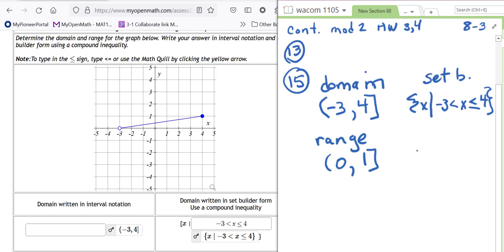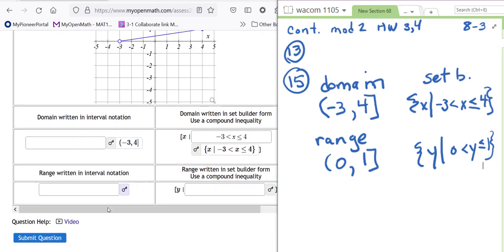When you write your range, you're going to write it the same way, but you're going to write y such that, and they will probably have that already there. 0 is less than y, which is less than or equal to 1. And sorry, I'm so close to the edge sometimes it gets weird stuff there.